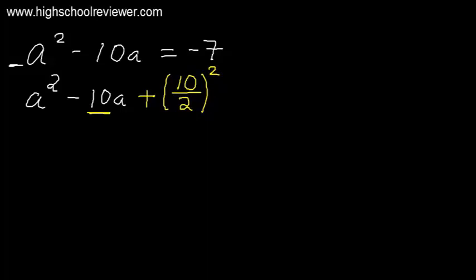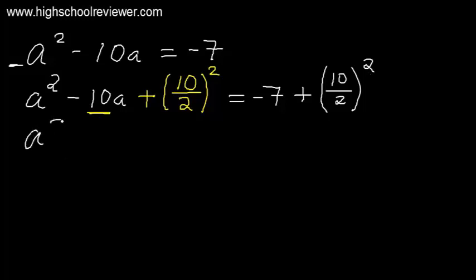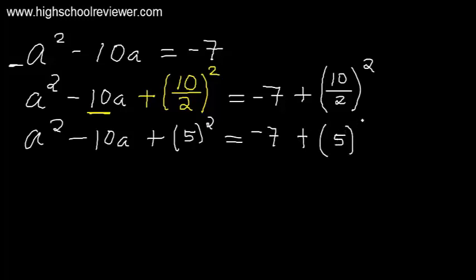And then take note, whatever is added on the left side must also be added on the right side. So we also have here plus 10 over 2 squared. a squared minus 10a plus 10 divided by 2 is 5, so this will be 5 raised to the power of 2, equals negative 7 plus 5 raised to the power of 2.